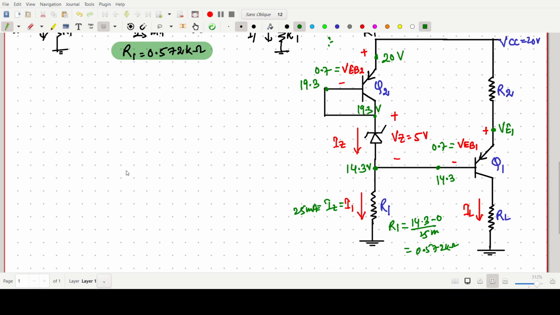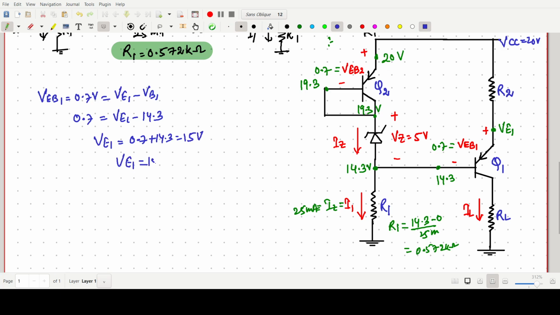VE1. Okay, means now we have to find the value of R2. So what we can say? The value of VEB1 is 0.7 volt. It is given. So this can be written as VE1 minus VB1. VB1 we have already known 14.3. So 0.7 equals VE1 minus VB1. VB1 is this one 14.3. So VE1 is nothing but simply 0.7 plus 14.3. Simply 15 volt. Very simple.